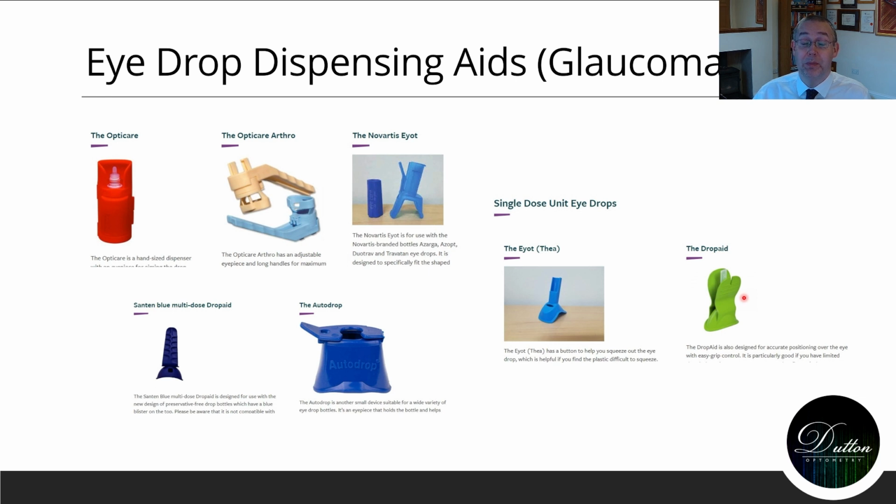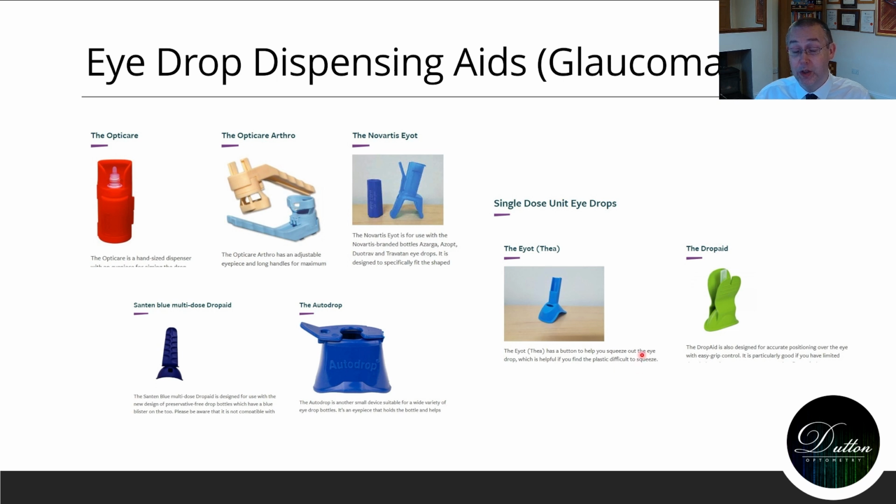Despite all this, some people still really do struggle. I've seen patients with really advanced rheumatoid arthritis in their hands, and they just physically struggle to actually hold the bottle, or they may not be strong enough to squeeze the bottle. Some bottles are actually a lot more rigid than others. And there are a whole range of what are called eye drop dispensing aids out there on the market.